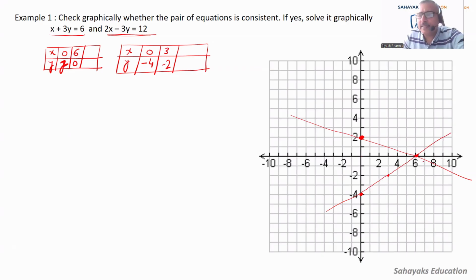So we see that these two lines are meeting at one point, and this point is (6, 0). So this is the solution of the lines, and I can say the pair of equations is consistent. The value of x is 6 and the value of y is 0. Okay. Coming to the next.